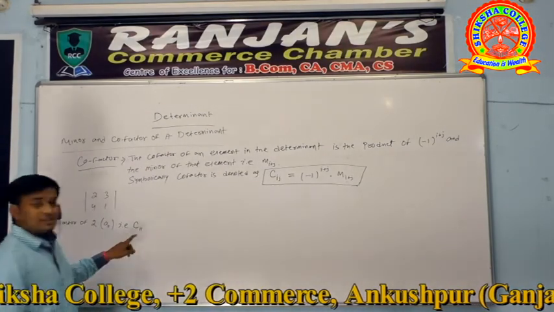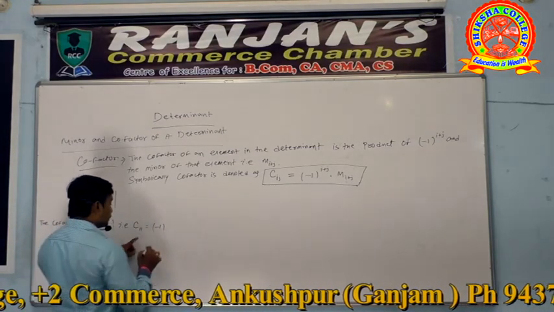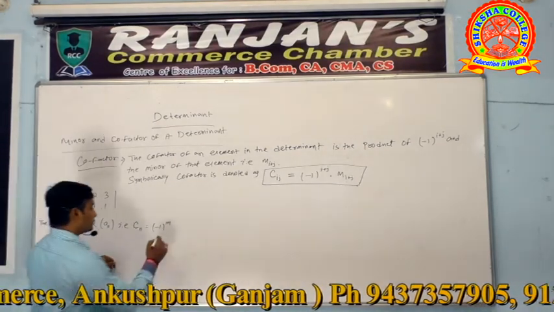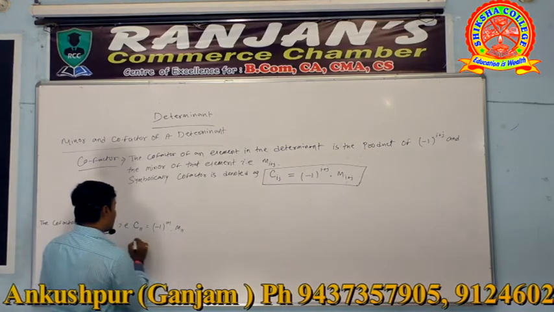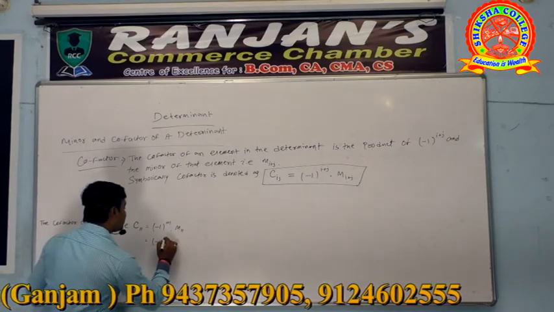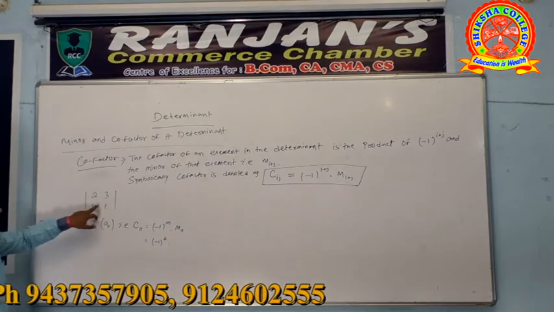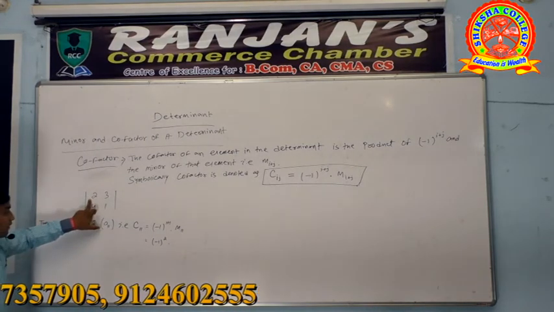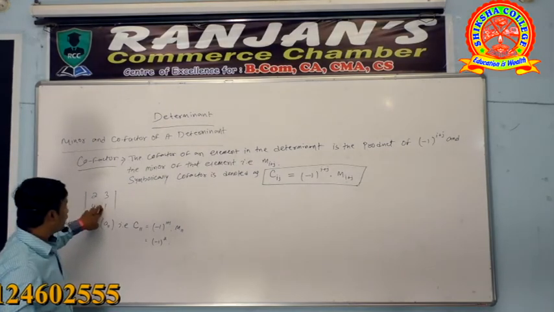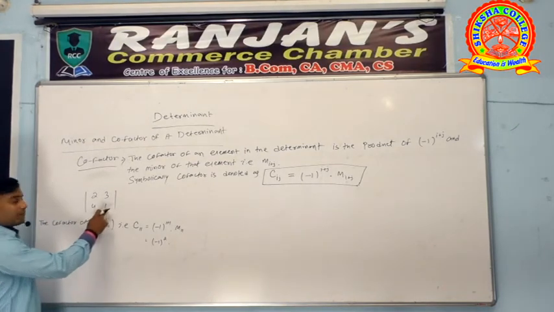So C11 is equal to, very simple, put up the formula: minus 1 to the power 1 plus 1 into the minor of 1 plus 1. So what do we do? Minus 1 to the power 1 plus 1 is equal to 2, into M11. What is the minor of this element? The minor of A11 is equal to A22, that is, the value is opposite. Simple. 2 opposite 1. The minor of 2 is 1.